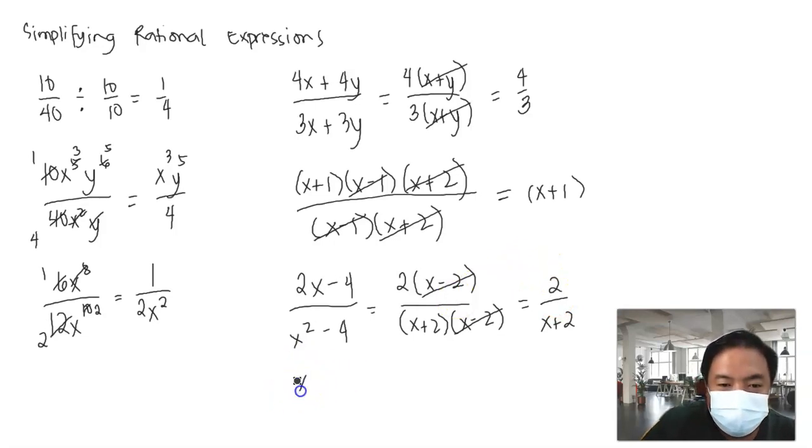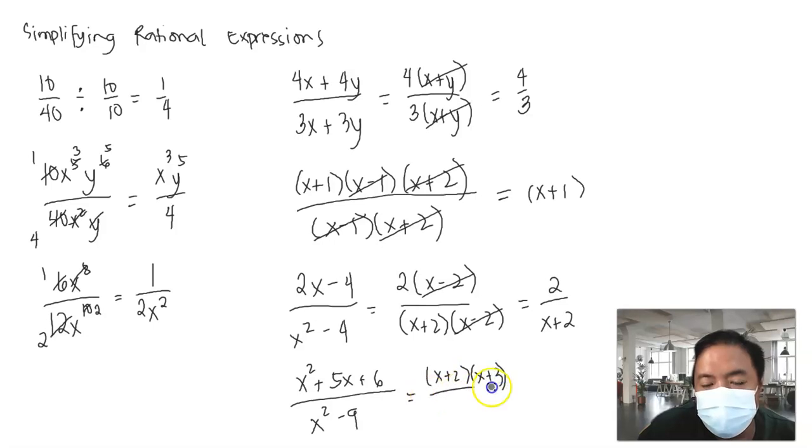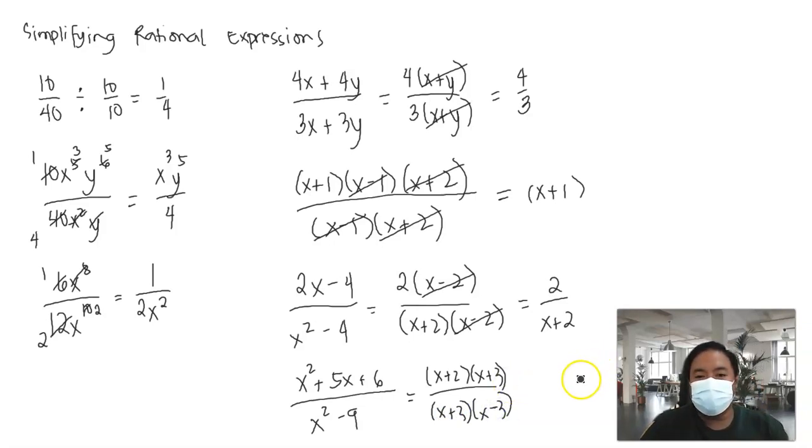Another, we'll have x squared plus 5x plus 6 all over x squared minus 9. Tingnan natin. So, factors natin dito, x plus 2 and x plus 3 all over x plus 3 and x minus 3. Meron po ba tayong pwede ma-cancel out? Yes, very good. So, cancel out this one and you'll have x plus 2 over x minus 3.